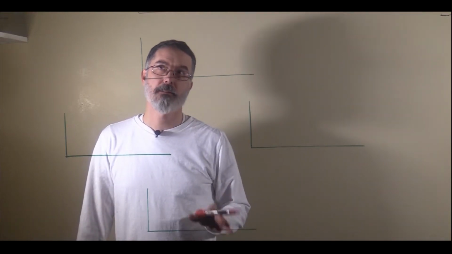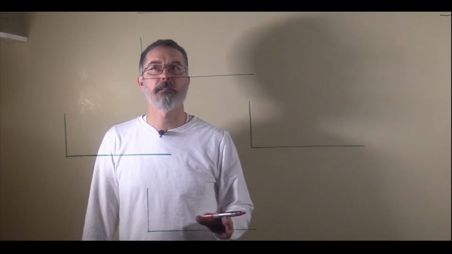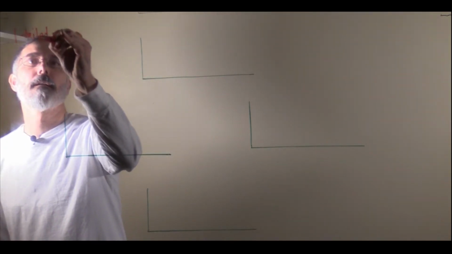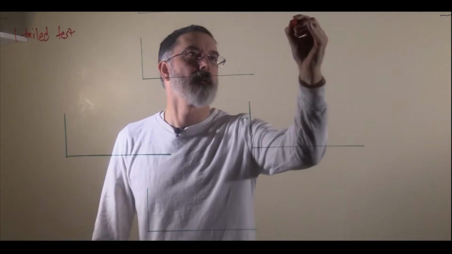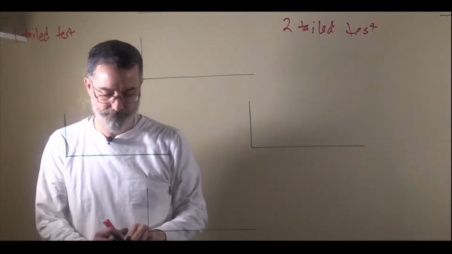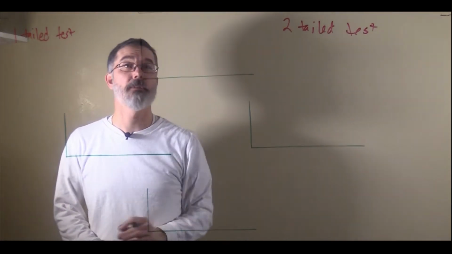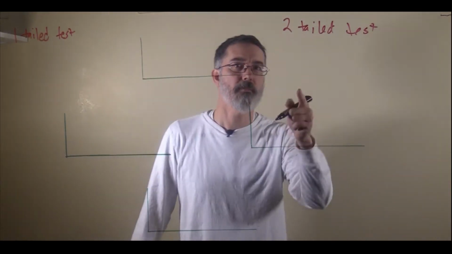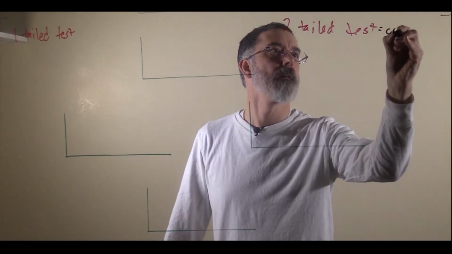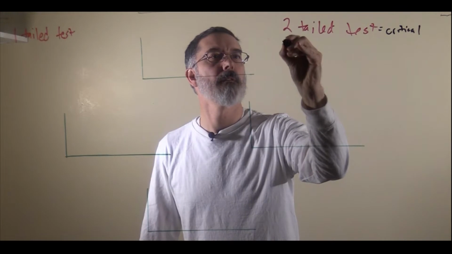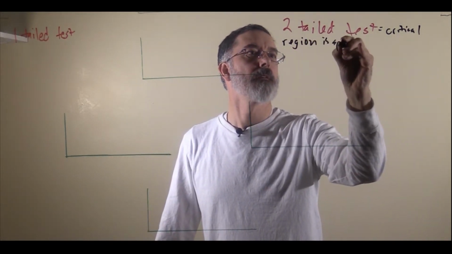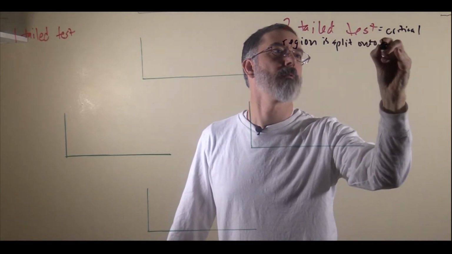When you're learning about statistics, an important concept to understand is the difference between a one-tailed test and a two-tailed test. A one-tailed statistical test versus a two-tailed statistical test. So far we've been working with a two-tailed statistical test, and here the critical region is split onto both sides of the sampling distribution.